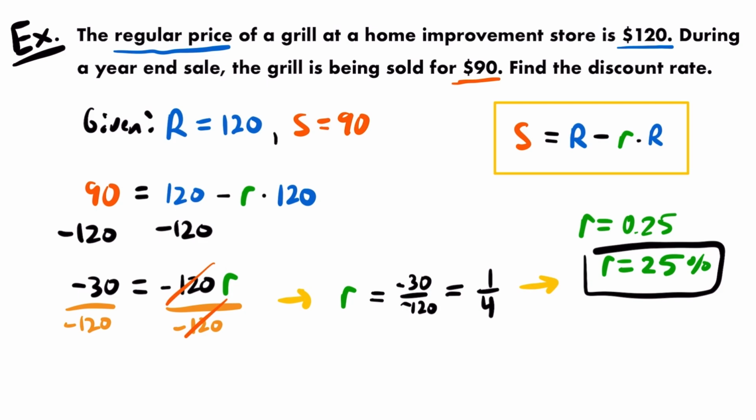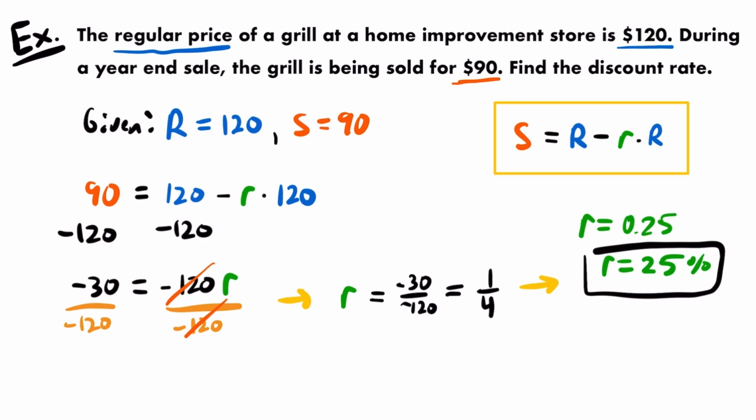We have now solved this discount problem with the help of this equation that we found earlier. And so what this solution means within the context of this problem is that when the grill at this home improvement store goes on sale, when it goes from a regular price of $120 to a sale price of $90, it is being discounted by 25%. So you might see this price on the grill paired with a sign that says 25% off. All right, that's what's going on here.